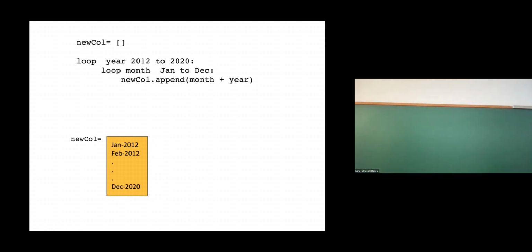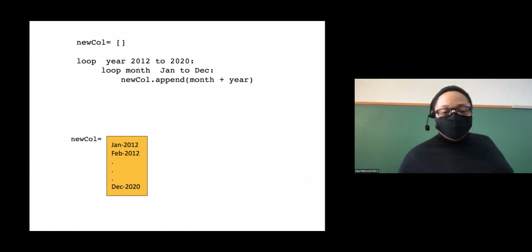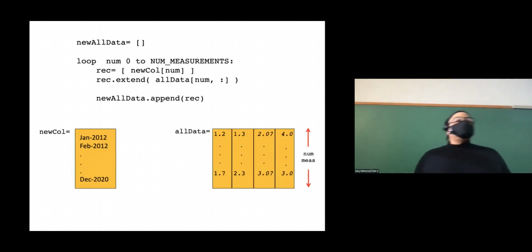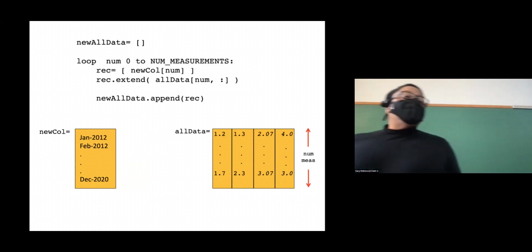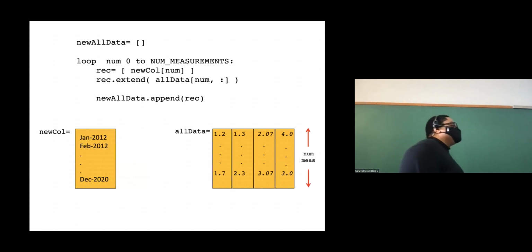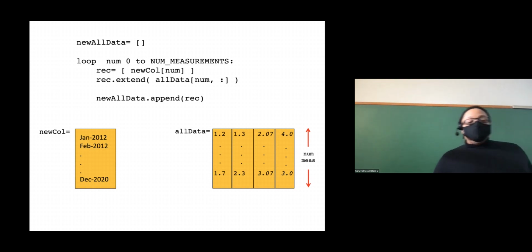Any questions about this? Does that make sense? All right. So now that we have this new column, we want to effectively paste it as a new column within this all data that we had as a result of the example code from project one.